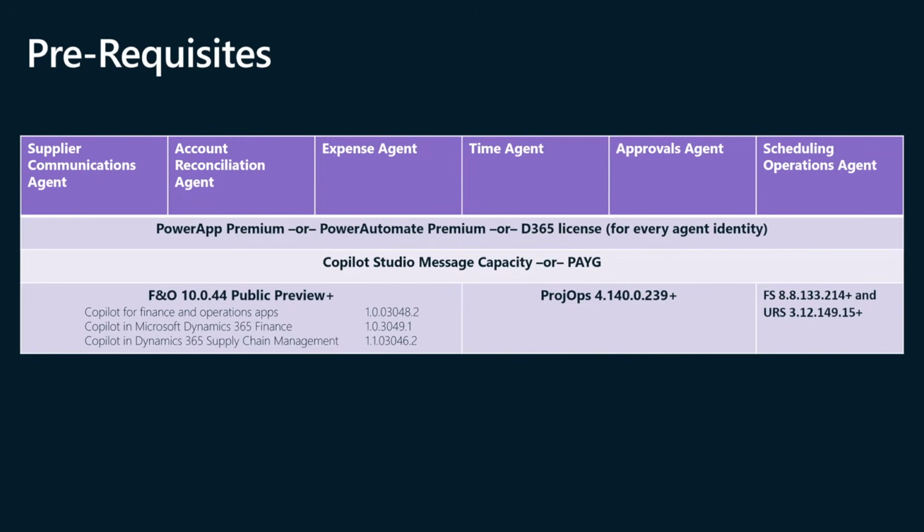So the agent here requires the following licenses: D365 or Power Automate Premium, and the Copilot Studio Message Capacity or Pay As You Go license. And you need to be at least on 10.0.44. That's a public preview for this agent.